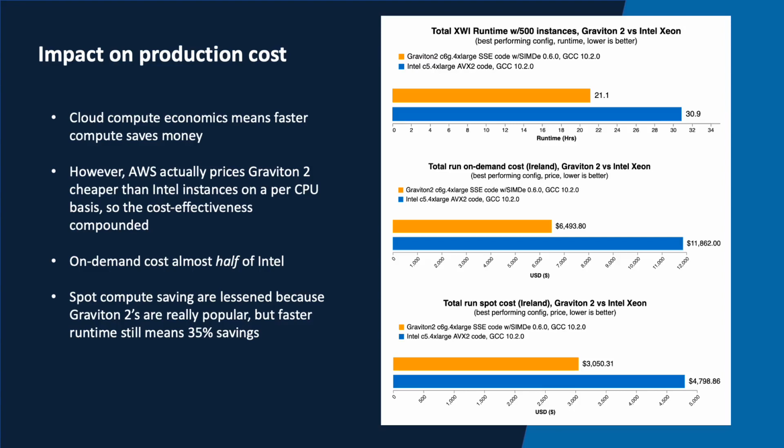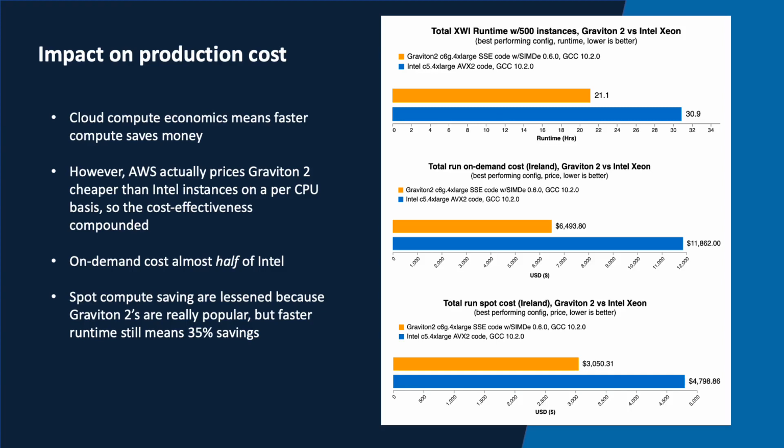Okay, so finally, because we're a commercial enterprise, this has quite a bit of an impact on our production cost. So I just like to summarize what that means. Obviously, with cloud compute, even though we are doing HPC, because we're doing cloud compute, we rent CPU by the hour, of course. And so faster compute actually does mean cheaper.